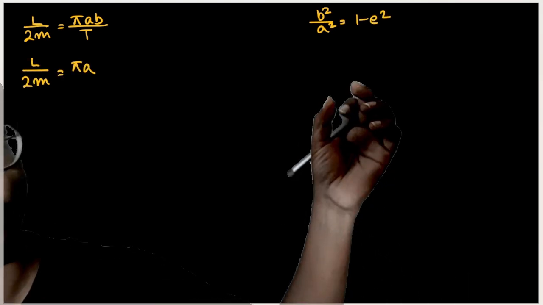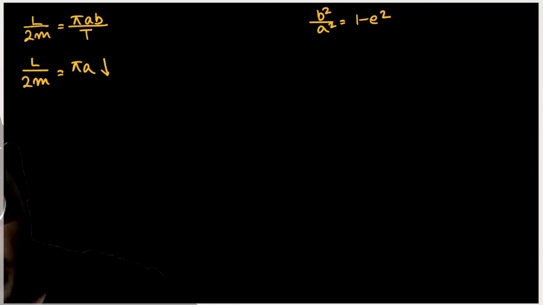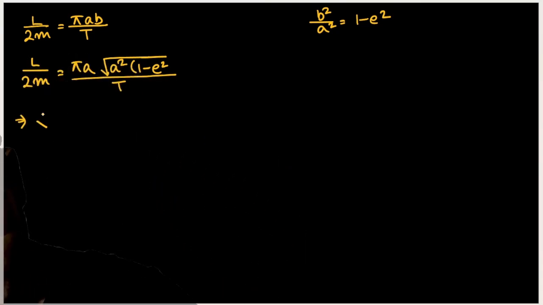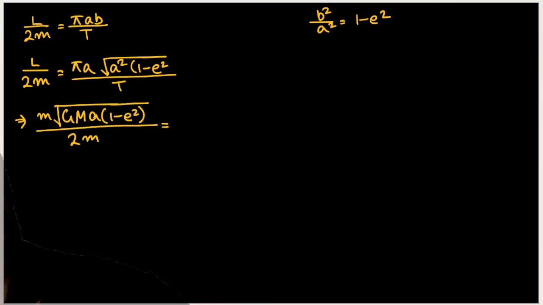So let me just write it fast. Pi a, I'm substituting the value of b. Or b is equal to under root of a square into 1 minus e square, divided by T. Okay, what is the value of angular momentum? The value of angular momentum is nothing but m into under root of GMa into 1 minus e square, where I've already shown you L by 2m is equal to pi a square into 1 minus e square, divided by T.